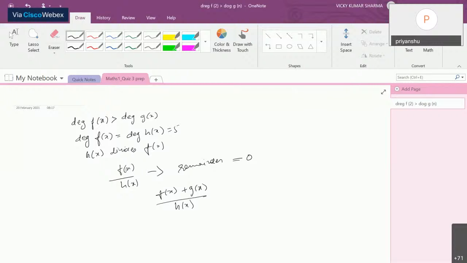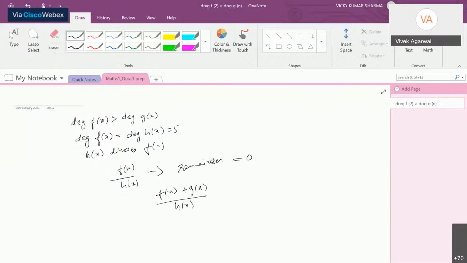The degree of f of x plus g of x, that entire function, will be the same as f of x, right? So the degree of this will be the same as f of x, correct? Then the remainder should be 0, right? Because you're dividing the same degree by the same degree.